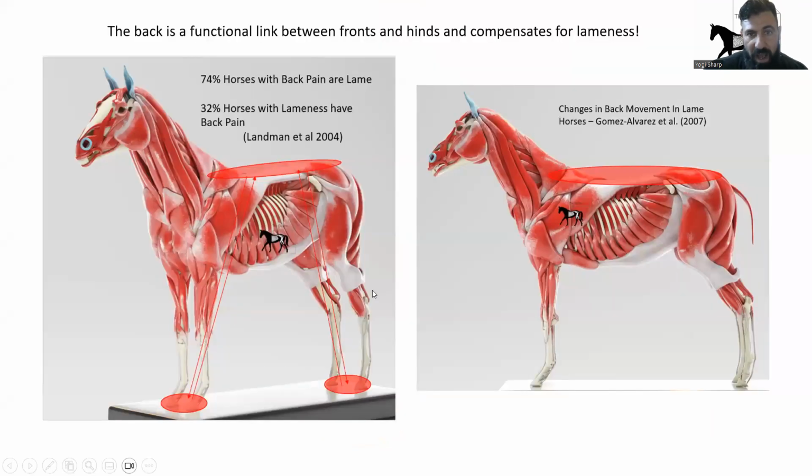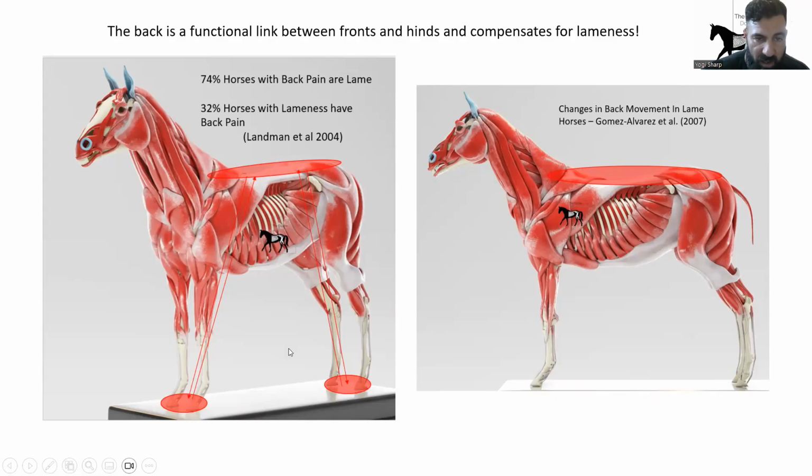Now, not only do we have pathology in the digit itself, so the navicular and the tendons, for instance, we also have arthritic implications in the joints because we have joint spaces being affected. But also any kind of discomfort or lameness in the feet is going to directly affect our horse's back, because we know from studies such as Landman et al. 2004, 74% of horses with back pain are lame, and 32% of horses with lameness have back pain.